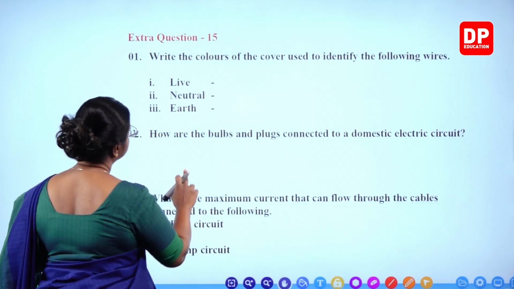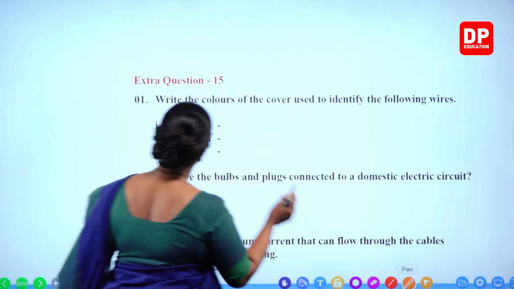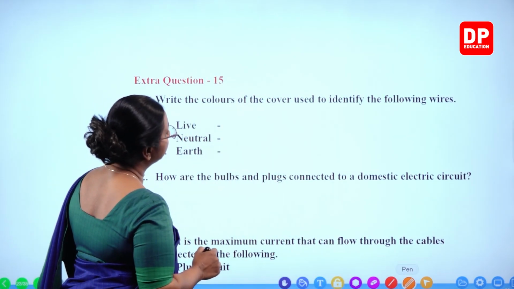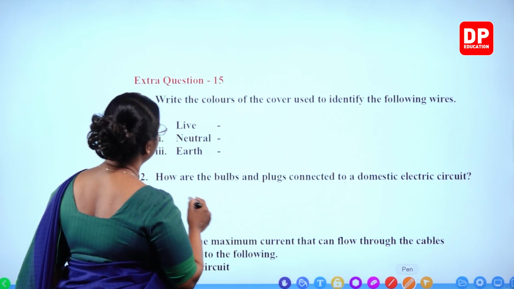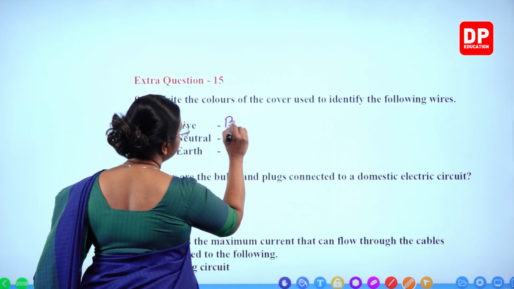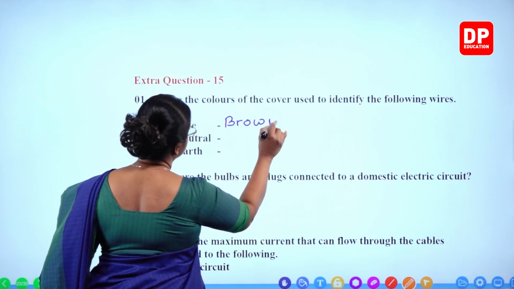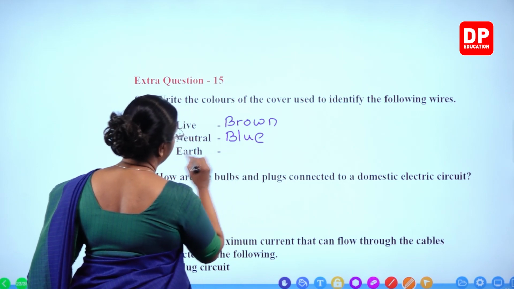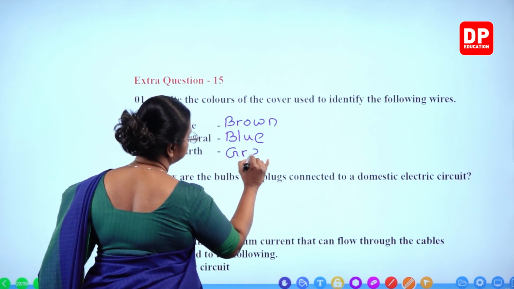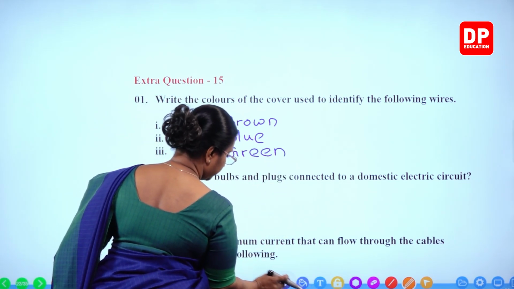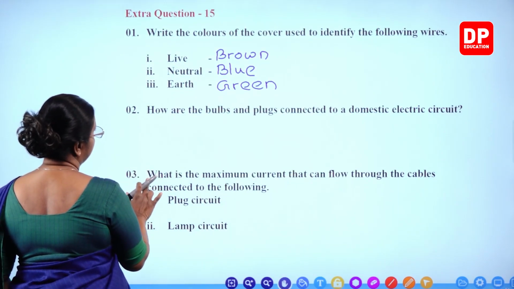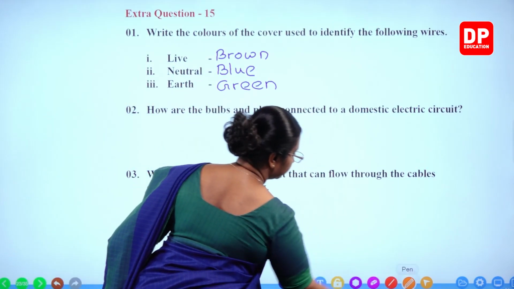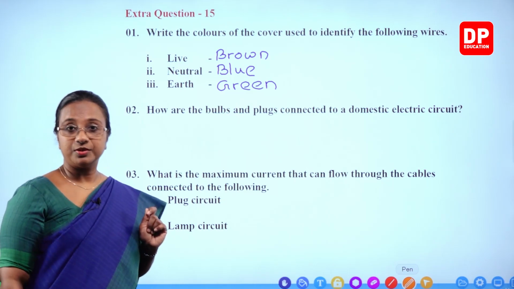So, here, write the colors of the cover used to identify the following wires: live, brown, then neutral, blue, and earth, green. So, you can remember that.